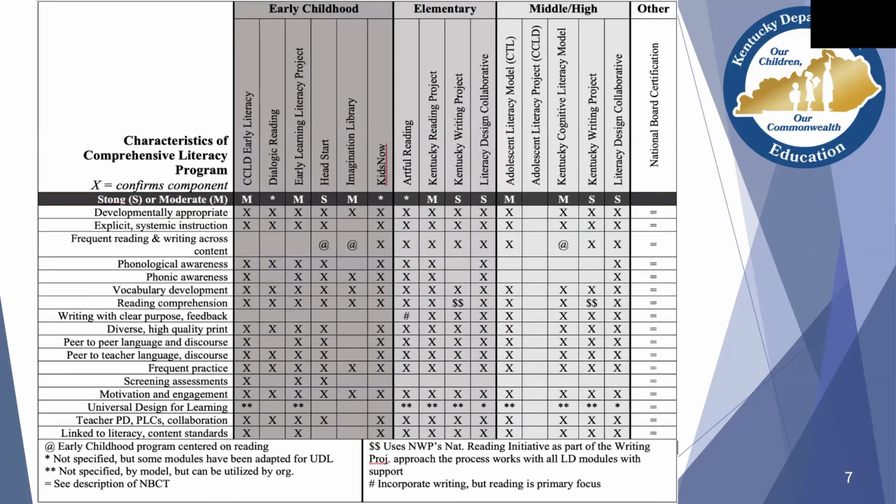Here's what the matrix looks like inside the RFA. What you'll find at the very top are three categories: early childhood, elementary, and middle and high. There's also a category that says other, that's national board certification. That's a supplement, something beyond making the choices within each of those levels. It's a requirement within the grant that a district choose something from early childhood, something from elementary, and something from middle and high.